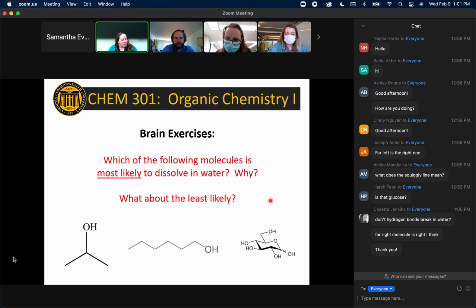Okay, so we're officially on the clock now, so let's go ahead and get started. So to start off with, people have been kind of putting up different guesses, but the far right, this molecule here on the far right, which is glucose, is the most likely to dissolve in water.